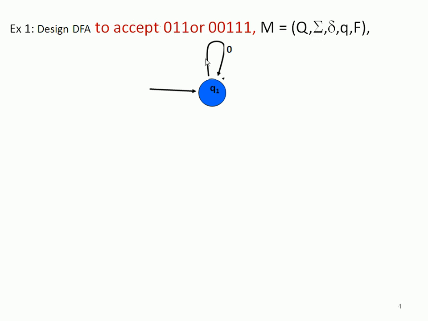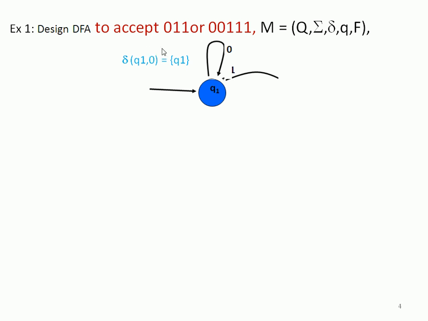So those are the inputs. When the input is 0, it will remain in the same state. A transition is possible with delta: q1 comma 0, where q1 is the current state and 0 is the input, right? So in the state diagram at state q1, the next state is q1. We will remain in the same state.